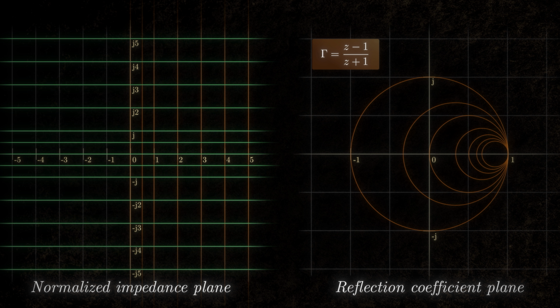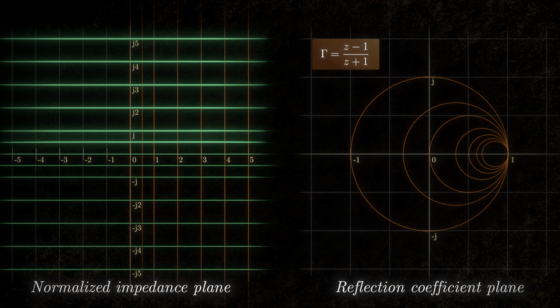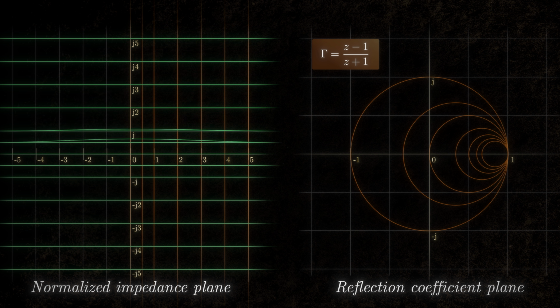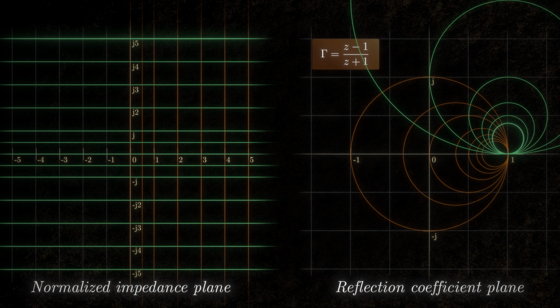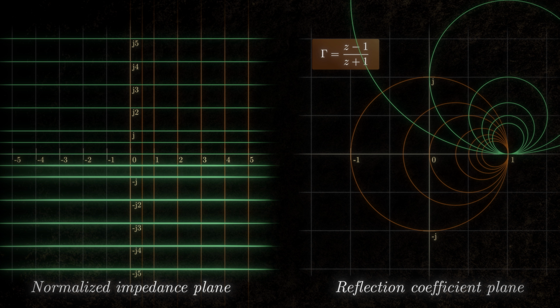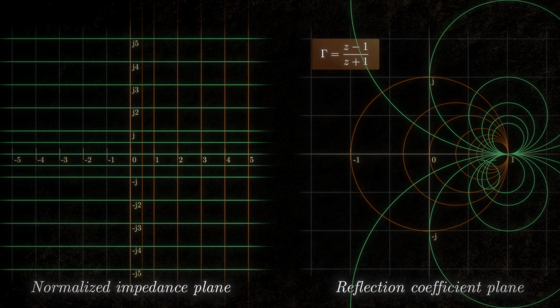Now let's do the same thing but plot all the lines of constant reactance. These are horizontal lines on the complex plane. For positive values, these are inductances, and they map to circles above the axis. As reactance increases, the circles shrink. For negative values, these are capacitances, and they map to circles below the axis. As reactance decreases, you get the same pattern mirrored below. When reactance equals 0, the circle has infinite radius, so it appears as a straight line along the horizontal axis.